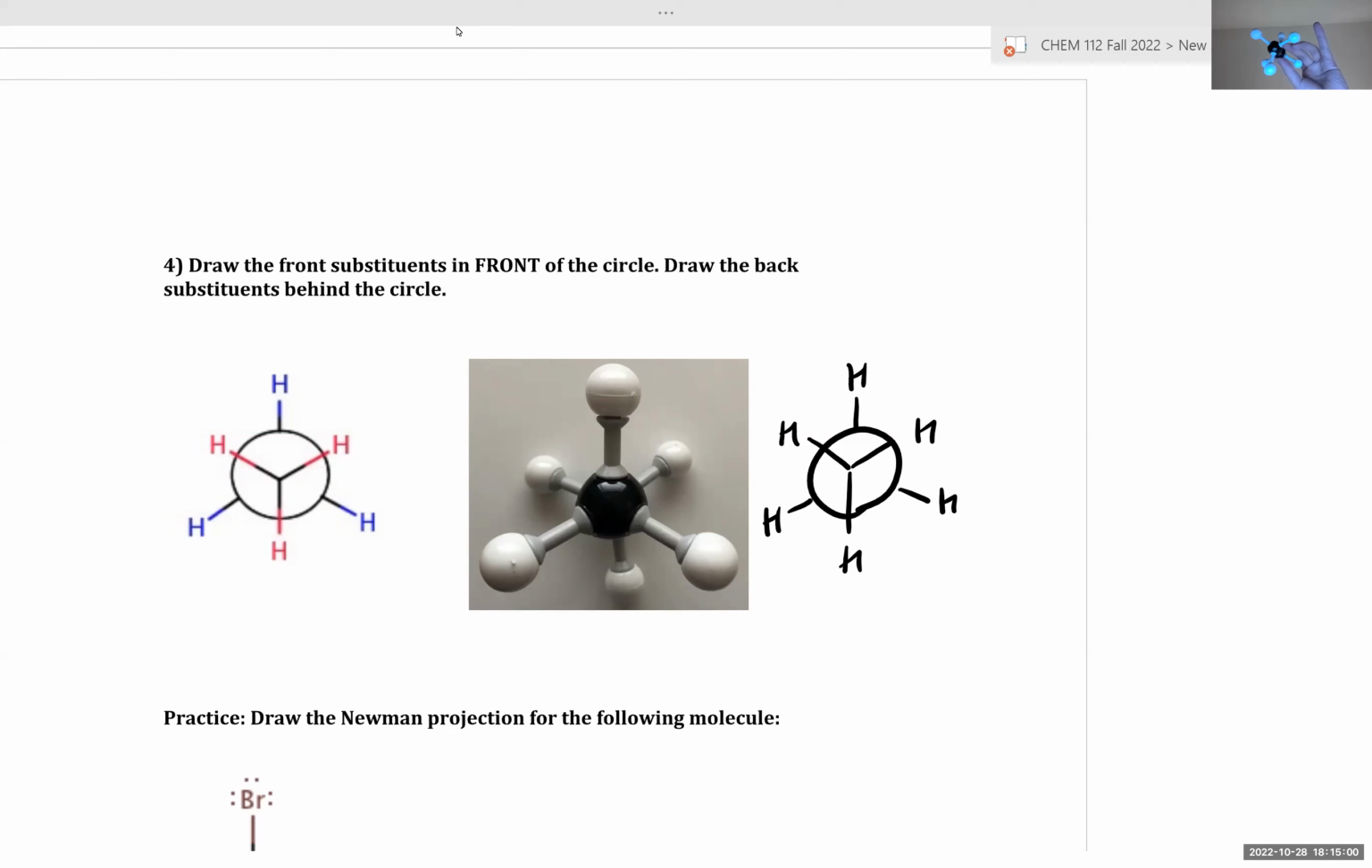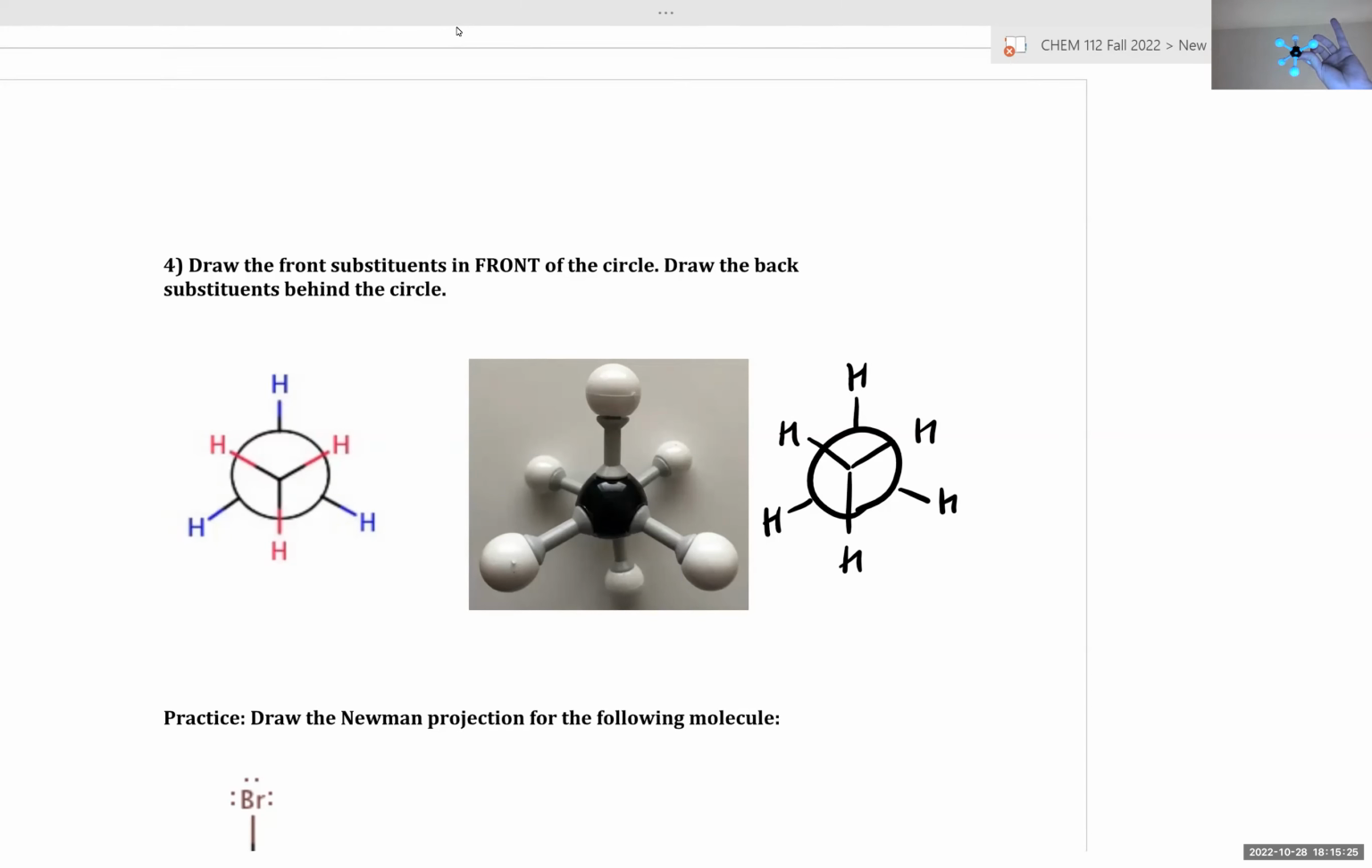So as you can see, once you have the model kit, again, all you have to do is make a model of your structure, rotate your model so you're staring down the carbon-carbon bond, and then you draw what you observe looking down the carbon-carbon bond. And again, as these carbon-carbon bonds are rotatable, you can draw this Newman projection in any way that you prefer.